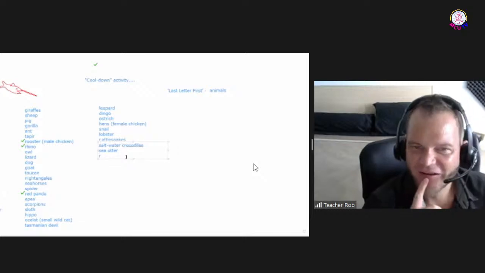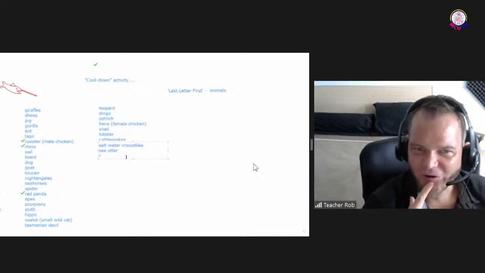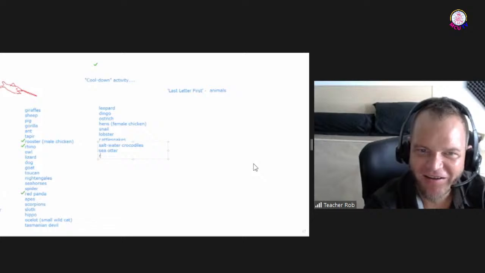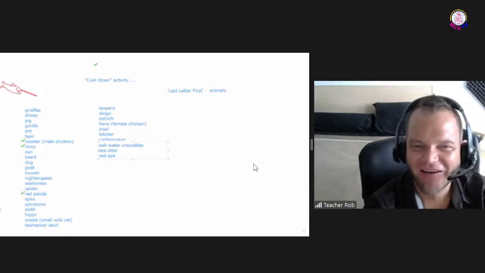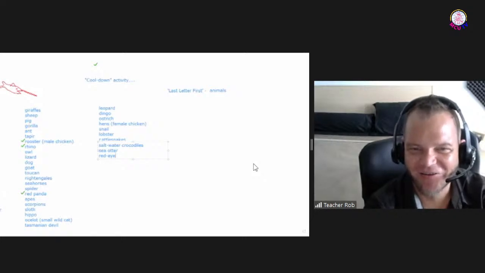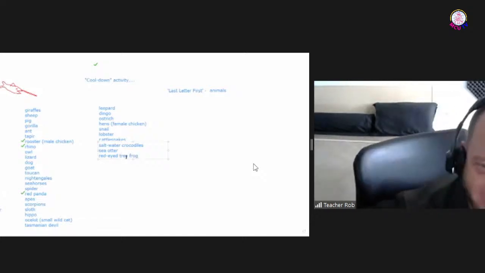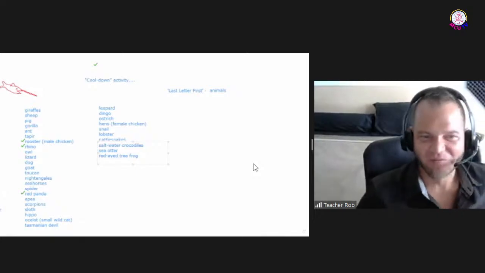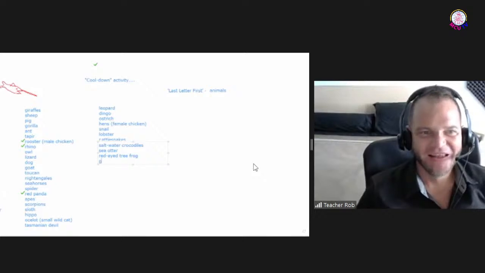How about a red-eyed tree frog. Something about a red-eyed tree frog. Tree frog. Oh, that's a good one. Yeah, let's do a red-eyed tree frog. That's a good one. I'm so sorry, I know some of these are very unique. I would never think of some of these. That gives us another G. We got maybe a couple more G's we could do.